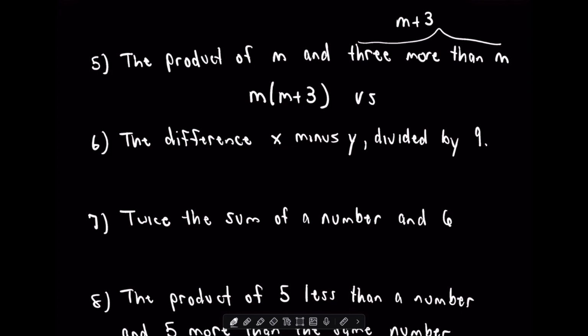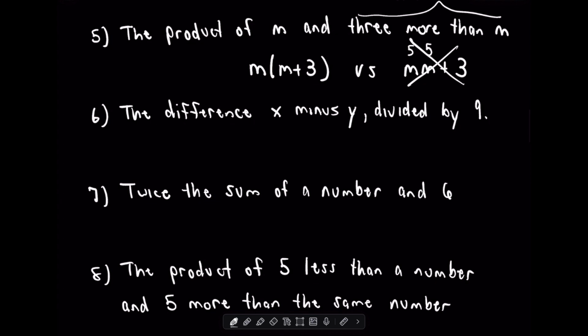So again, compare that to what I had here just a second ago, and convince yourself that those do in fact say something different. You could even pick a specific number for m, maybe let m equal 5, and do the arithmetic in each case, and you'll see that you definitely do not get the same value. So we don't want this one for sure. These parentheses are going to be crucial.